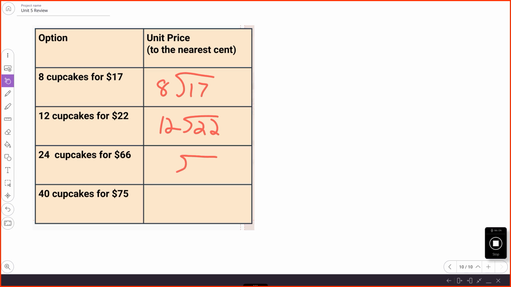Are you seeing what I'm trying to show you? Uh-oh. Backwards. Let's go back. Okay. 24, 66, 40, 75. This is what you're going to have to do on your own. You divide these, you will get the amounts that you need. Does everybody understand that? We're good? All right.